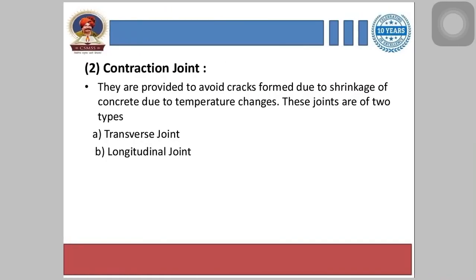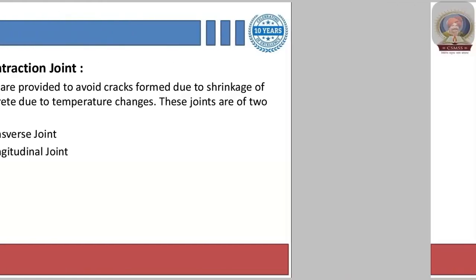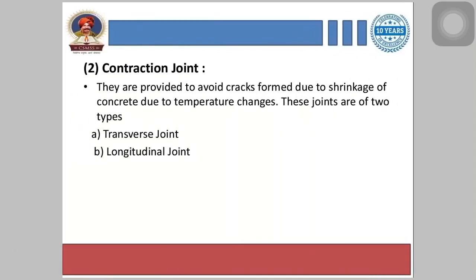Next, we will see about the contraction joint. They are provided to avoid the cracks which are formed due to shrinkage of concrete due to temperature changes. These joints are of two types, that is transverse joints and longitudinal joints. Transverse joints are provided normal to the axis of dam, and longitudinal joints are provided parallel to the axis of dam.